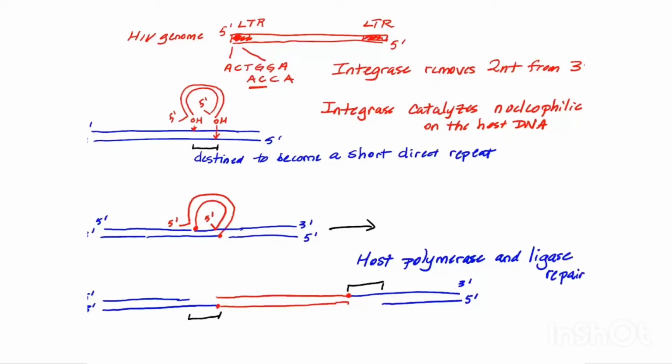Okay, now I'll draw that. Here's the polymerase coming along, and then the ligase finishing the job. Polymerase coming along, ligase finishing the job. And voila, you've got the retroviral DNA integrated into the host genome.